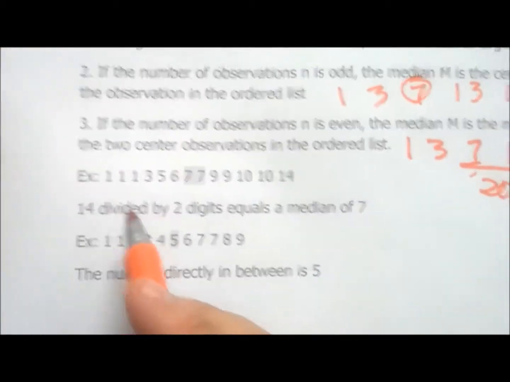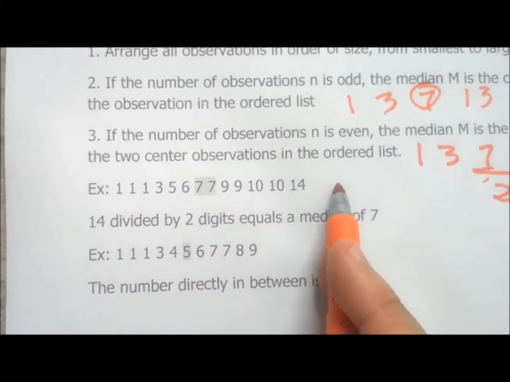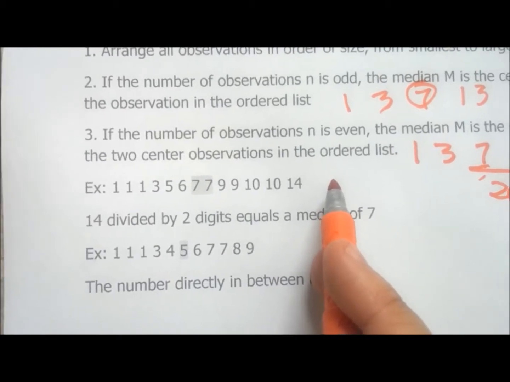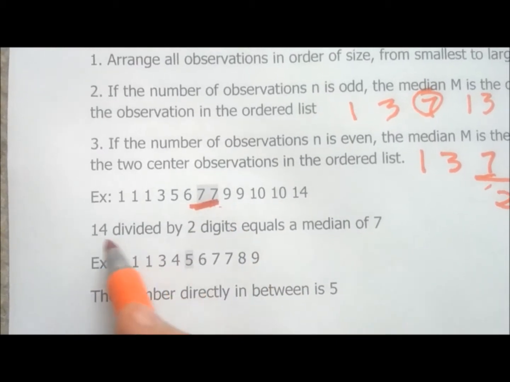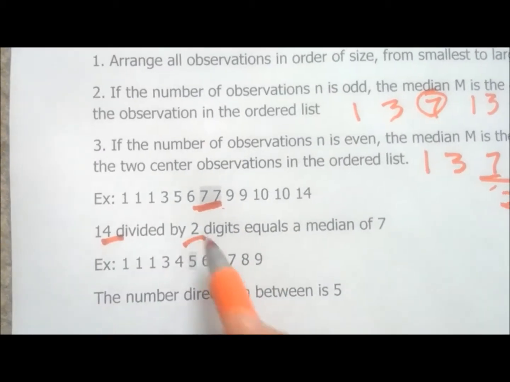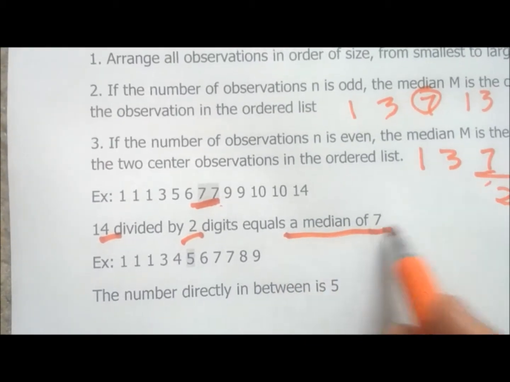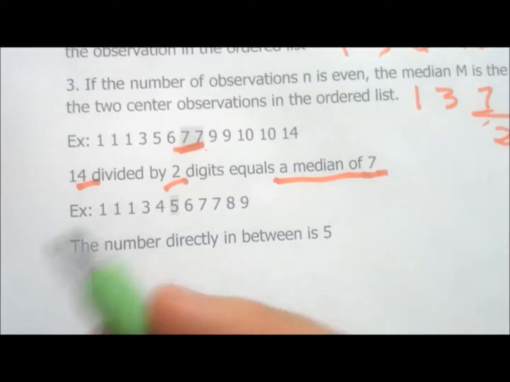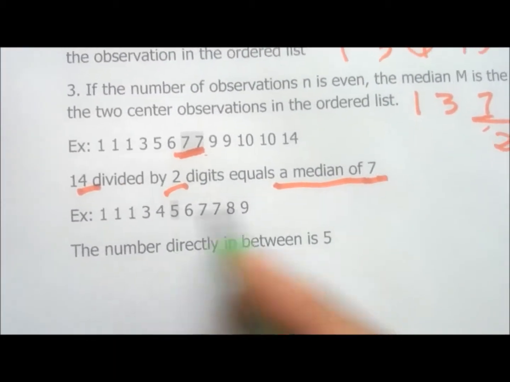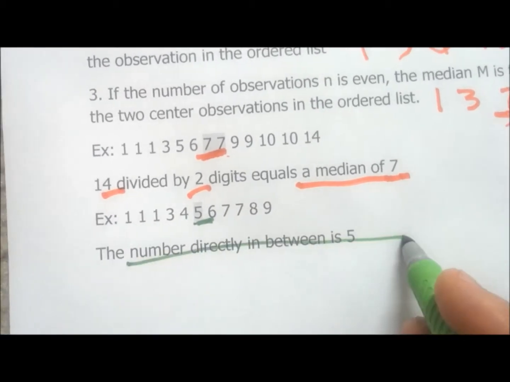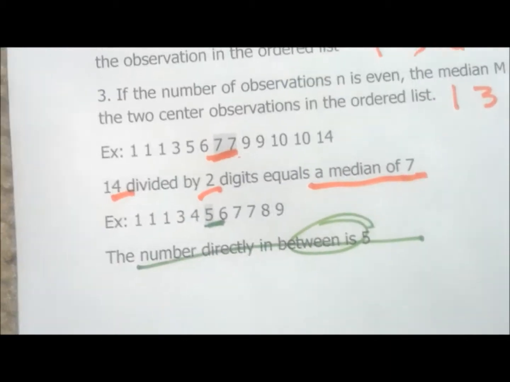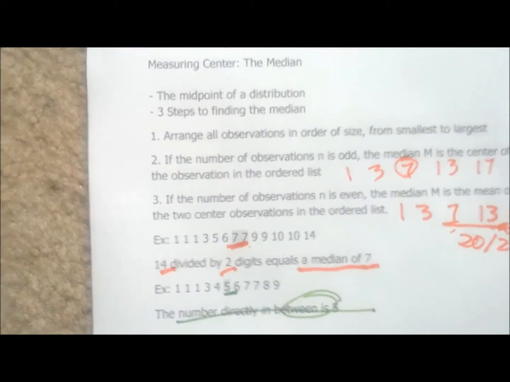Now, some examples. In here we have a lot of numbers that essentially work out to be even. The 2 numbers in between are 7 and 7, which add up to 14. You divide by those 2 digits, you get the median of 7. And for the next one, we have an odd amount of numbers, and there's 5 in between. The number directly in the middle is 5. And there you go. That is how you would find the mean and the median.